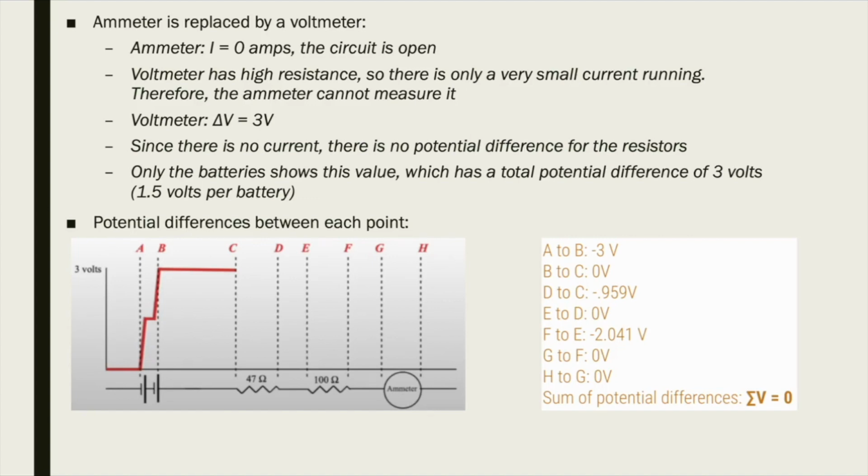And as you see in the diagram here, which shows the potential differences between each point across a discharging capacitor. As you see, the values from each point sum to give a total potential difference of 0.